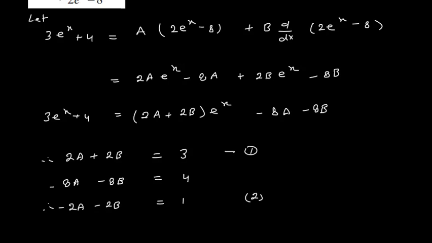Yes, a very big mistake I'm doing here. This 8b is not there, only minus 8a, right? Because derivative of this 8 is 0. So this is minus 8a is equal to 4. So from here what we get? We will say that therefore a is equal to minus 2.